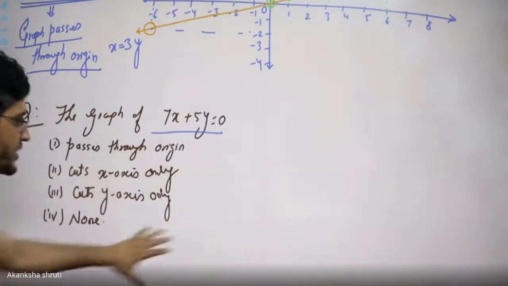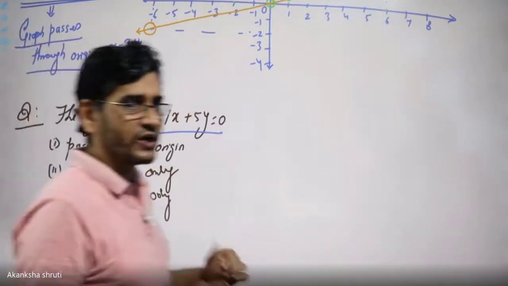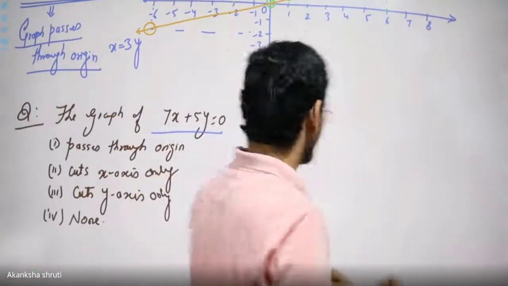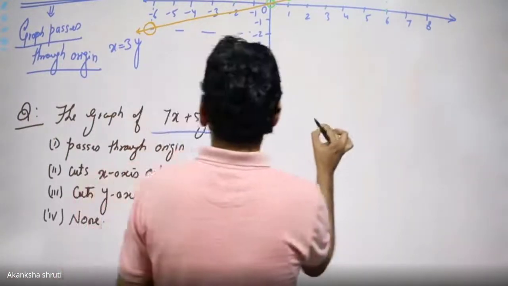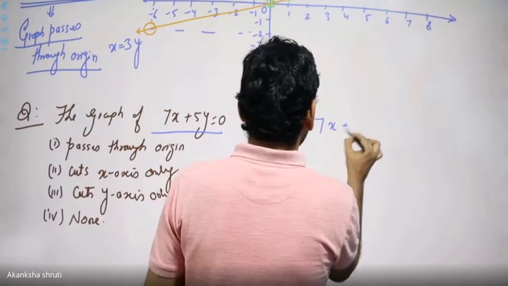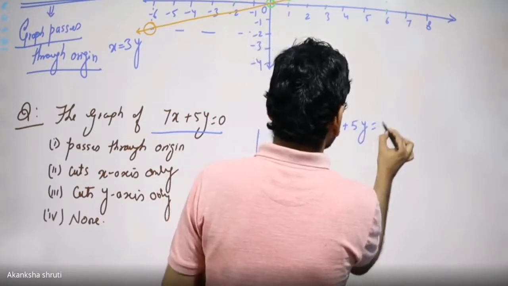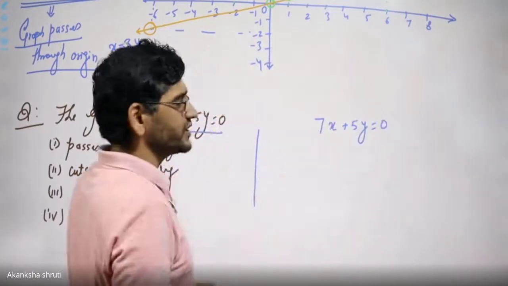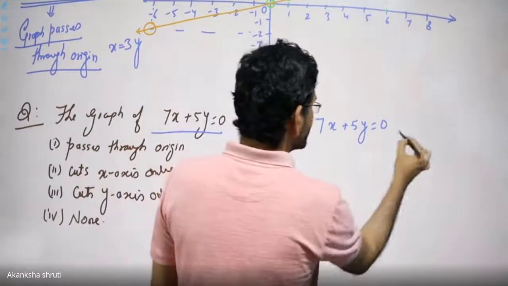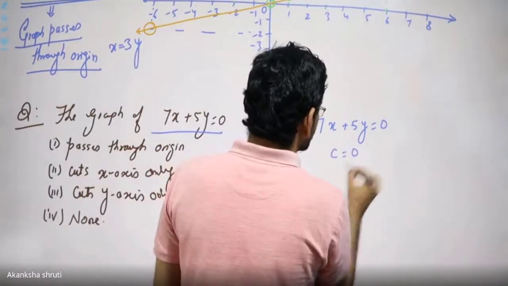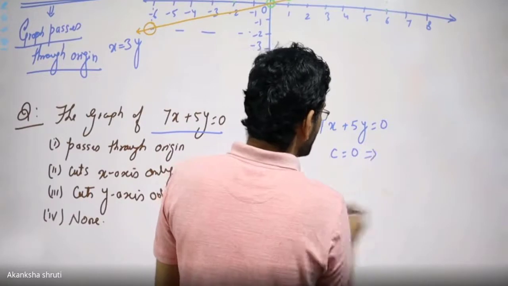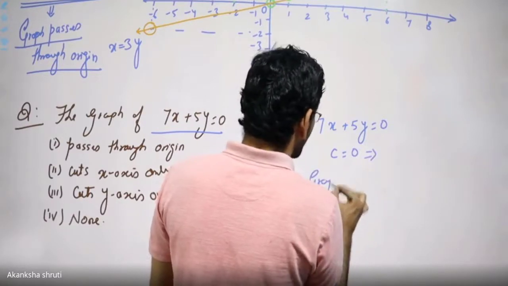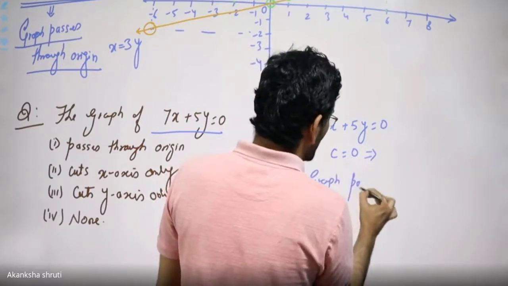Here in this question, plotting the graph is not asked, it is an MCQ. The equation is 7x plus 5y equals 0. Here there is no constant term, meaning the constant term c is equal to 0. This implies its graph will surely pass through the origin.